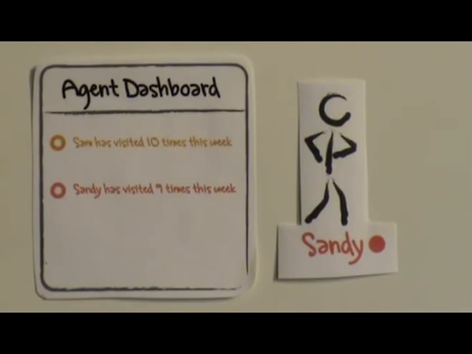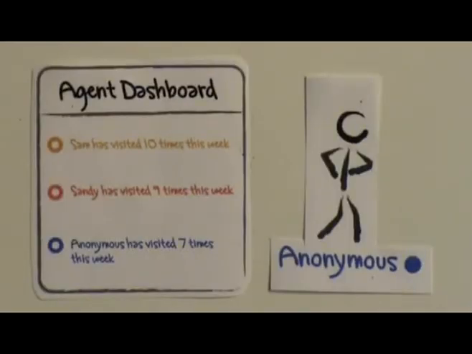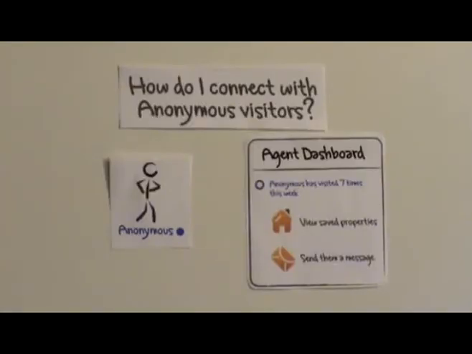You get the idea about registered visitors, but what about this anonymous visitor? He or she has been looking for properties and saving favorites on your site and visited 7 times this week. How do you connect with this visitor? Well, you can start by viewing their saved properties to get an idea of what they are looking for.